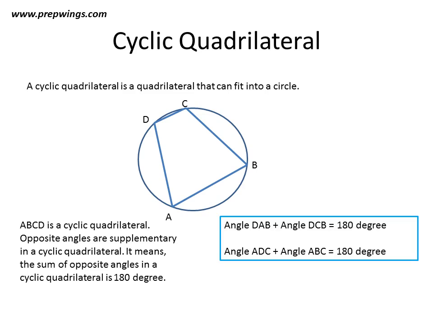So opposite angles in this quadrilateral sum to 180 degrees. If I look at angle DAB and angle DCB, these are opposite angles. So if I add them up, that should be equal to 180 degrees. So angle DAB plus angle DCB is 180 degrees. Similarly, angle ADC and angle ABC are also opposite angles of this quadrilateral. So if I add them, it should also be equal to 180 degrees. So angle ADC plus angle ABC is equal to 180 degrees. This is the property of cyclic quadrilateral.